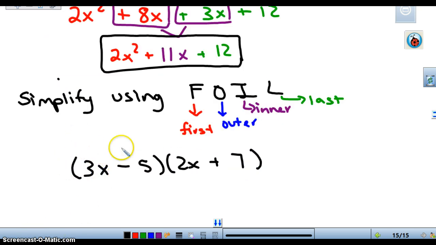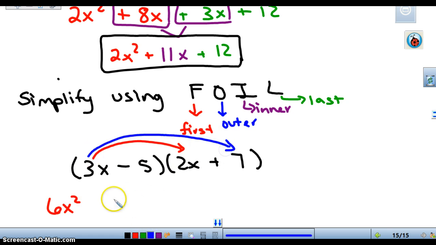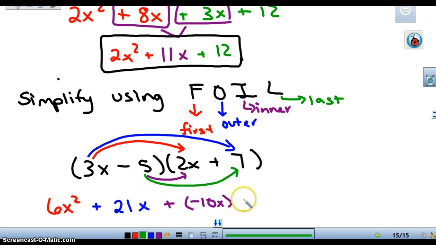If we simplify using FOIL, it means we're going to multiply 3x times 2x. So the first two terms, 3x times 2x is 6x squared. Then we're going to multiply the outer, that means 3x times 7, which is 21x. Then we're going to multiply the inner, negative 5 times 2, which is negative 10x. And then we're going to multiply the last term, negative 5 times 7.